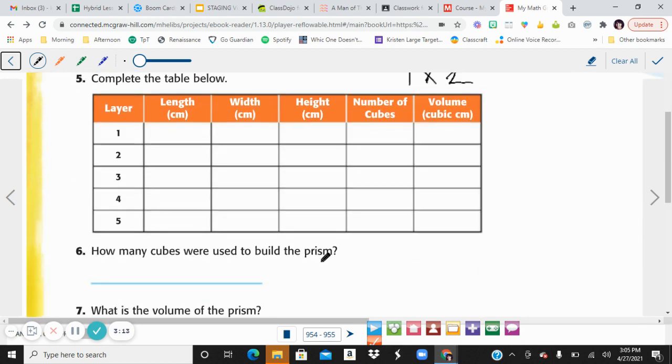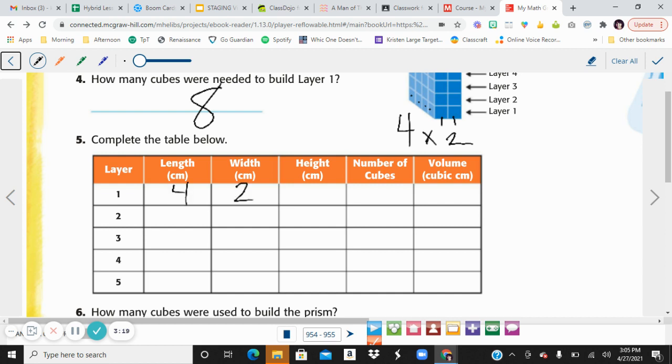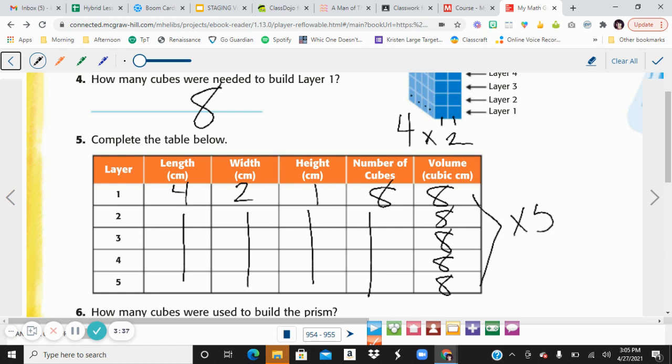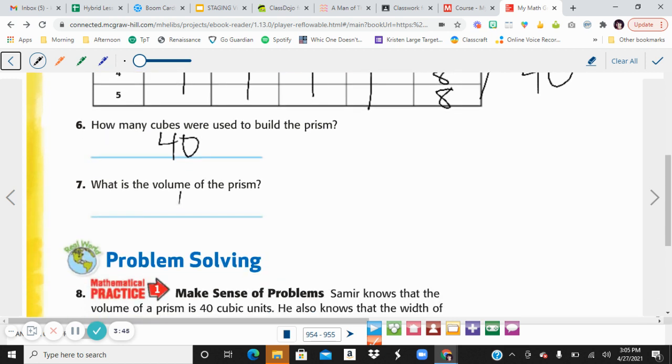And we're going to fill in this information. It was 4 by 2, and of course it was 1 tall. So that layer has 8 cubes, and it's a volume of 8. This is all going to be the same. And you can go ahead and put this line. Each layer is going to have a volume of 8. There's 5 layers. We multiply 8 times 5. 8 times 5 is 40. So how many cubes were used to build this whole thing? 40. So the volume of this prism is 40 units. You need to write this part too, and you put a little tiny 3. 40 units cubed.